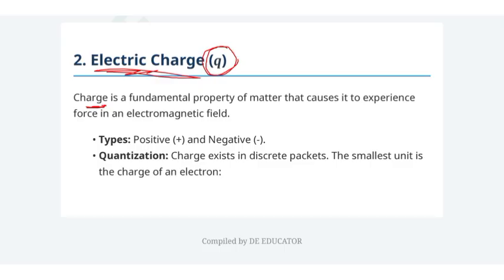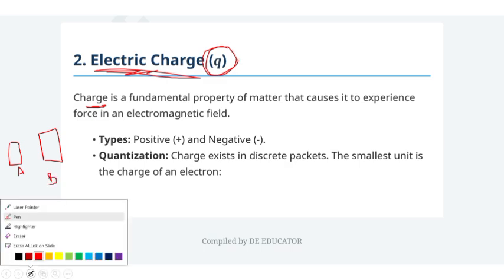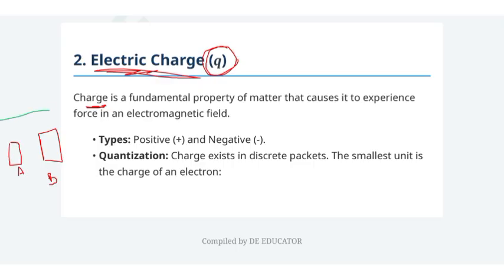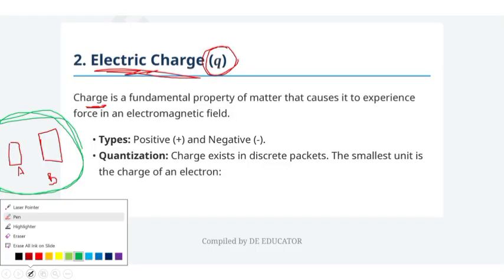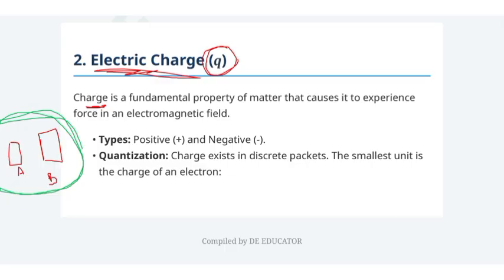So if there's a particular material A, and then there's another particular material B, and these materials are placed in an electromagnetic field, let me use another color to represent the electromagnetic field. This green represents the electromagnetic field. Now, there's something that happens if there is a charge in A. Let me use another color to represent the charge. Let me say these are the charges in A, and then these are the charges in B. We don't know the charge, either positive or negative.